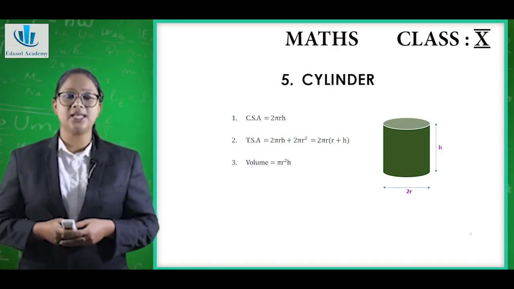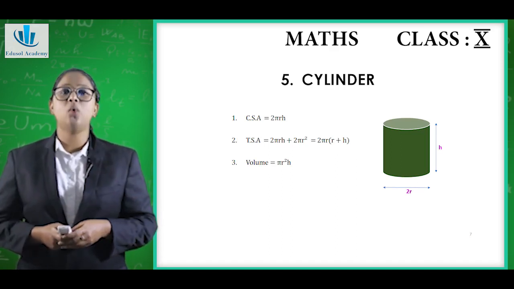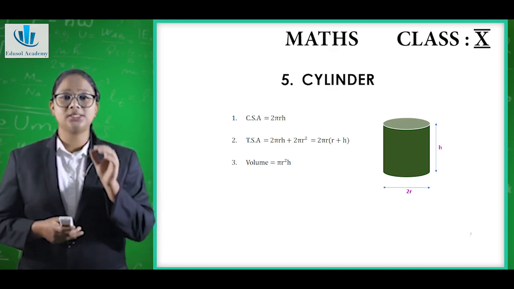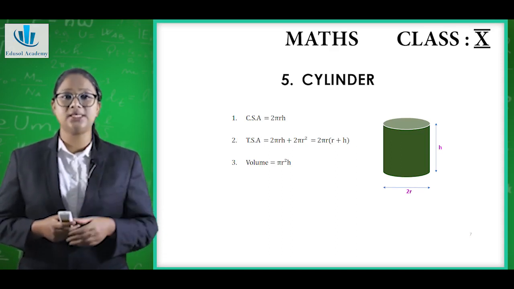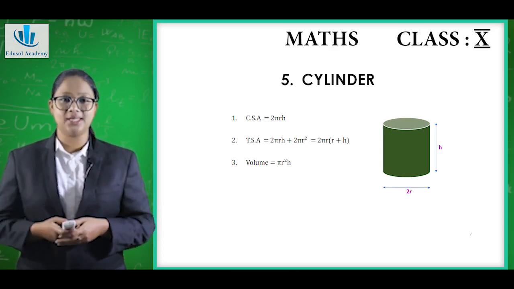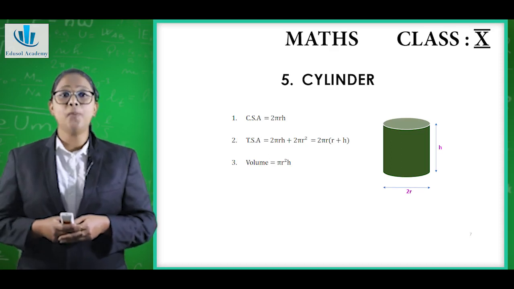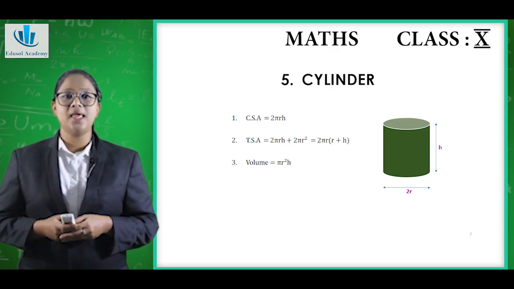So CSA of a cylinder is equal to 2 pi r h. Now for total surface area, all you have to do is add the top and bottom bases. Both top and bottom bases of a cylinder are circular. So the area of a circle is pi r square, and twice it is 2 pi r square. Now you may add it to the curved surface area. So the total surface area of a cylinder is given by 2 pi r h, that is the curved surface area, plus 2 pi r square. You can simplify that equation into a much simpler form.